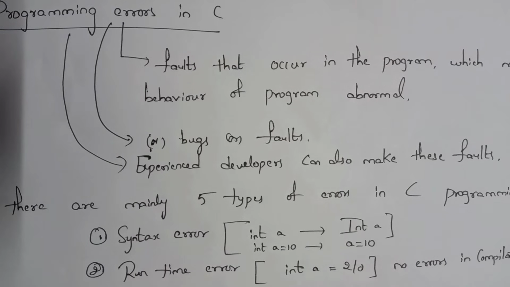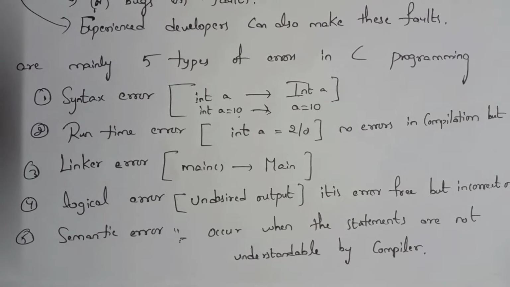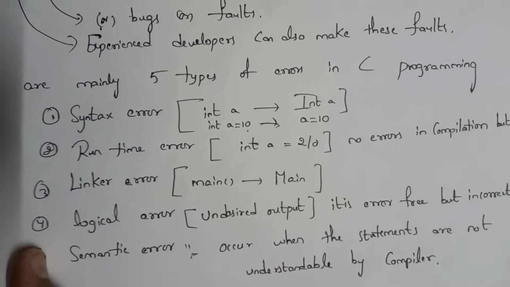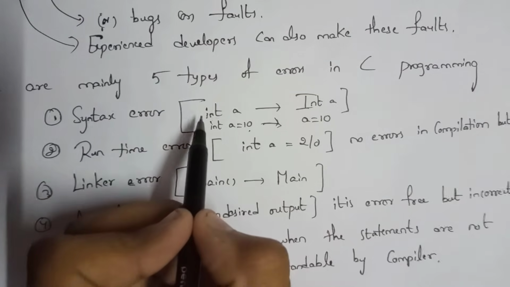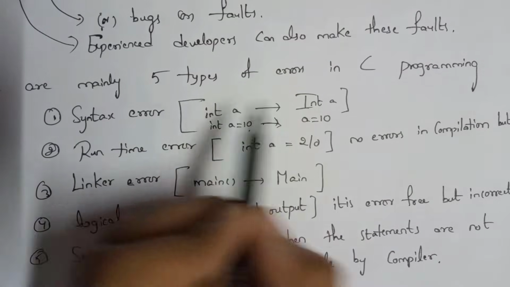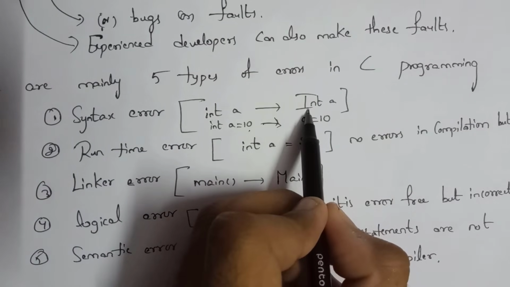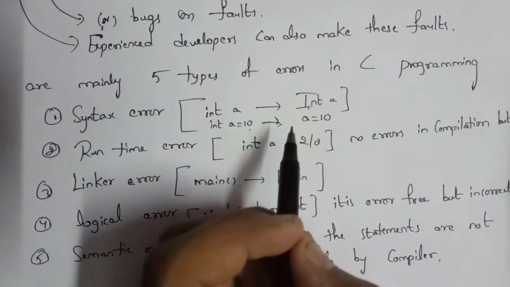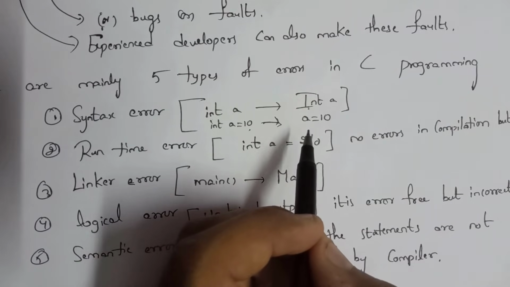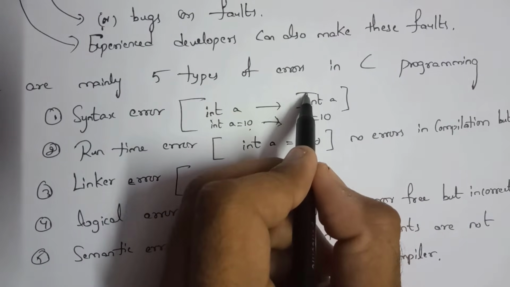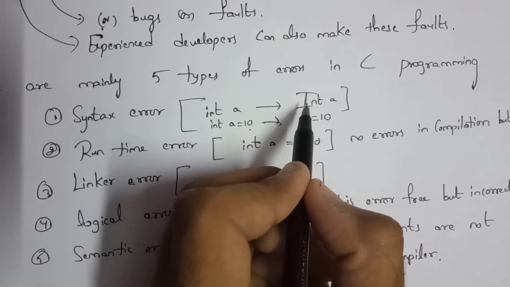The first one is syntax error. Any error made in syntax is known as a syntax error. For example, in int, the i should be a small letter, but instead of taking i as a small letter, if I take I as a capital letter, then it is considered a syntax error because a data type should not start with a capital letter.